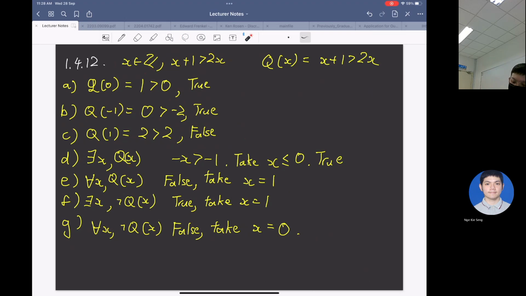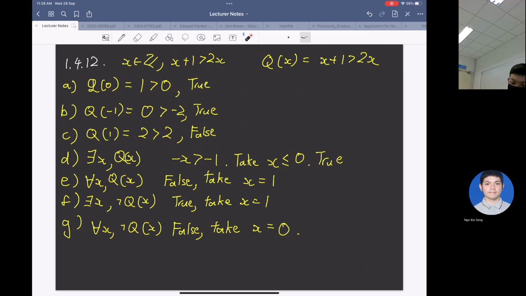There exists x in the integers such that Q(x). True or false? True. Why? 0 and negative 1, you can pick any. If you pick minus 2, you get minus 1 greater than minus 4, which is true. For every x, Q(x) is true. True or false? Why?